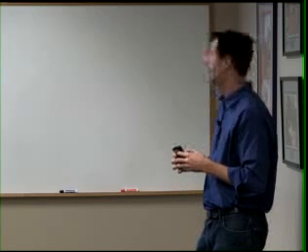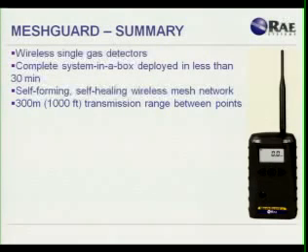We have about 1,000-foot, 300-meter transmission range between detection points. So that's from a detector to the controller. Now, as many of you are familiar with, we also have routers, and also the function of the MeshGuard is that they can all talk to each other as well. So 1,000 feet point to point, but you can go multiple points. You can hop from one detector to the next detector, the next detector. Each one of those hops is 1,000 feet.